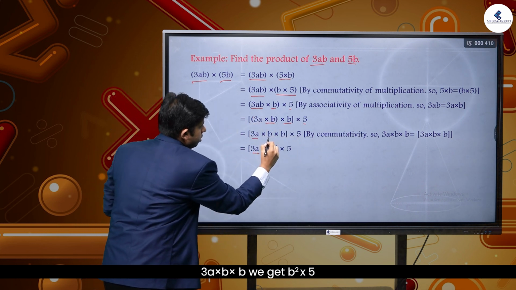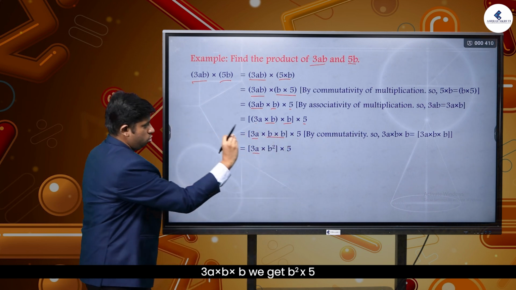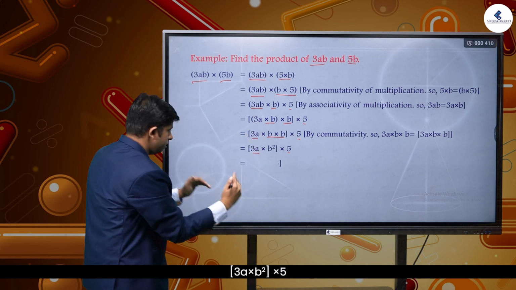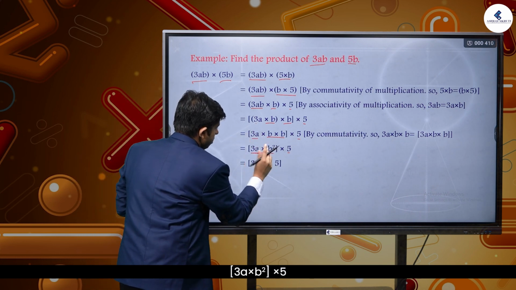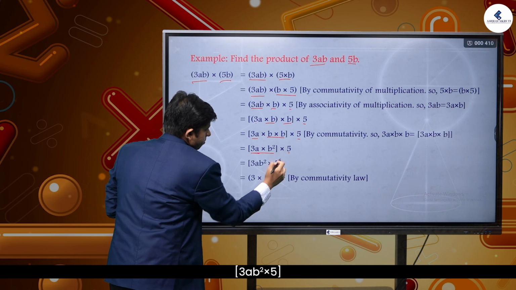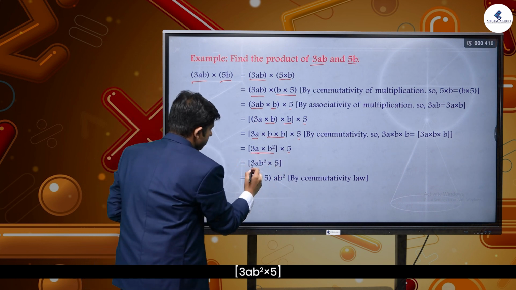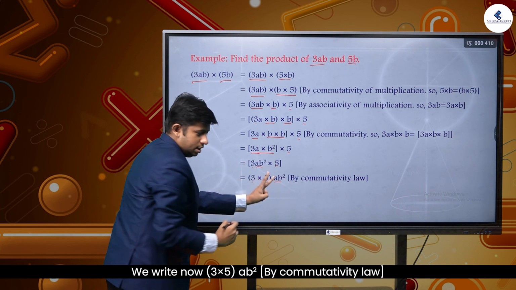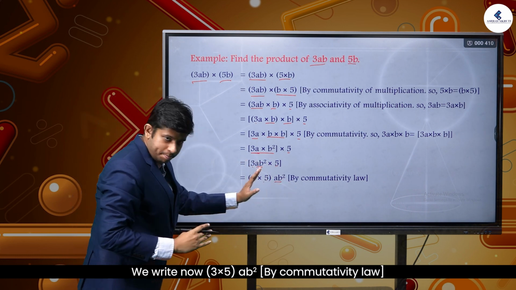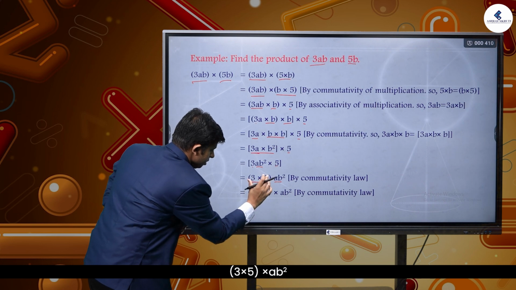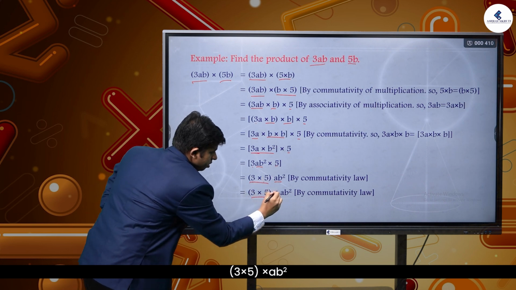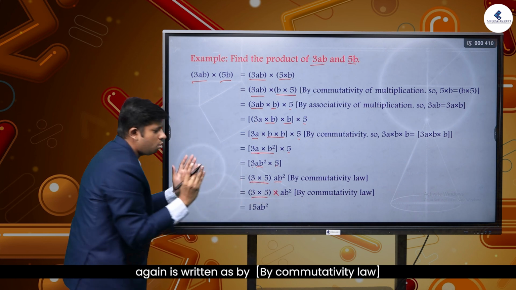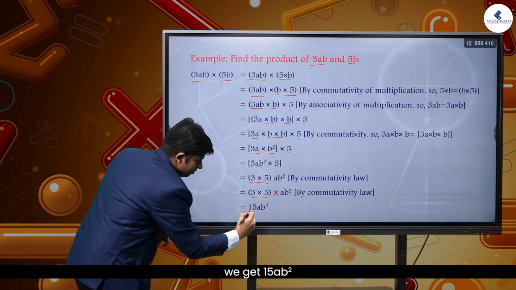3a into b into b, we get b square, into 5. 3a into b square into 5. 3ab square into 5. We write now 3 into 5 into ab square by commutativity law. After multiplying, we get 15ab square.